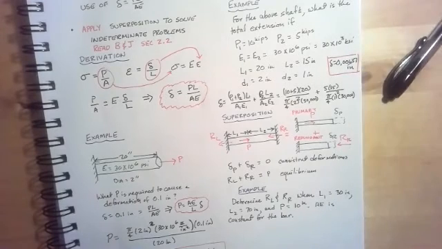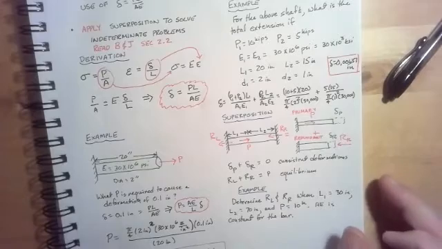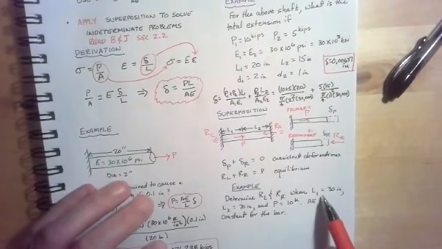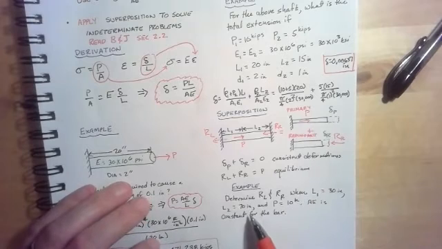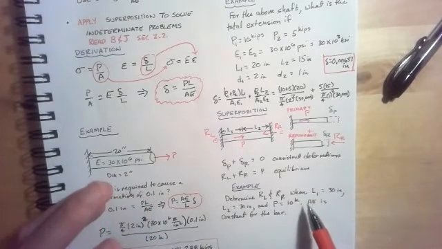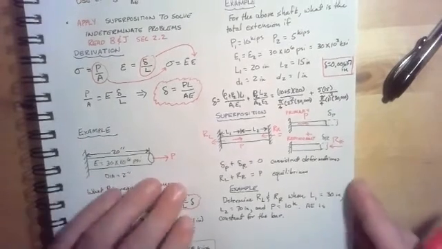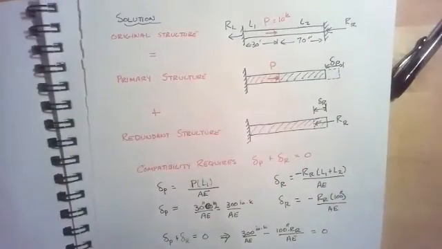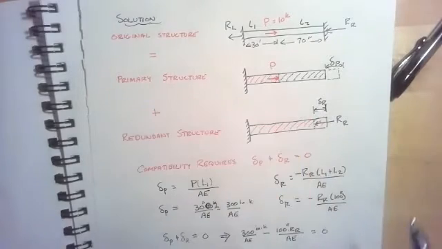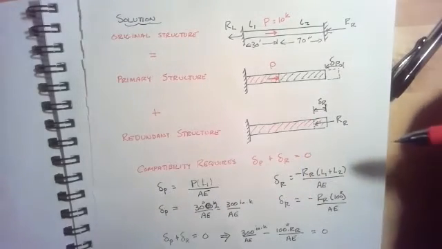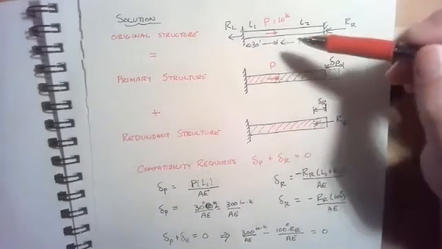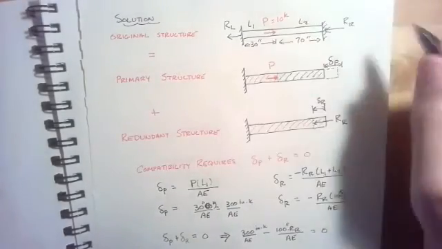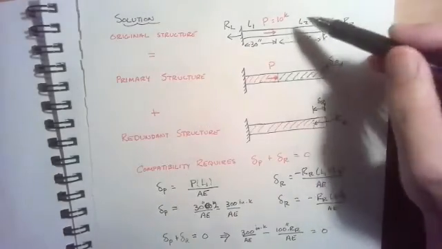So what we would like to do is to solve a problem. We'd like to determine the left and the right reaction when L1 is 30 inches, L2 is 70 inches, and P is 10 kips, and we're going to assume that AE is constant for the whole bar. So this is our solution to that problem. You can see that L1 is 30 inches, and L2 is 70 inches, and P is 10 kips.